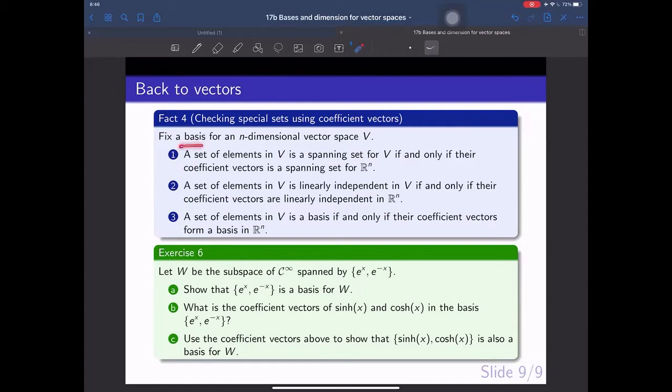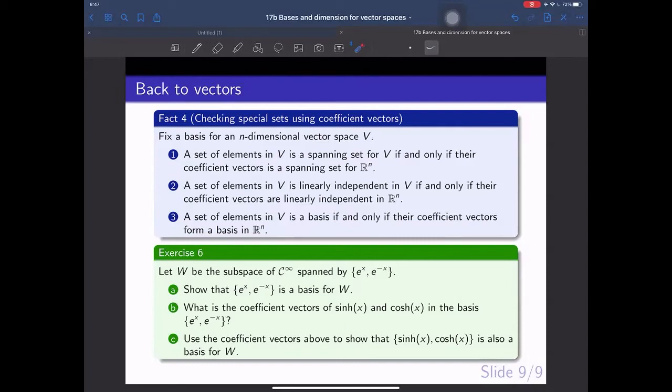If I have a basis for a finite dimensional vector space, then a set of elements in V is a spanning set for V if and only if their coefficient vectors are a spanning set for Rn. If I have a set of elements in V, that set of elements is linearly independent in V if and only if their coefficient vectors are linearly independent in Rn. A set of elements is a basis if and only if their coefficient vectors form a basis in Rn.